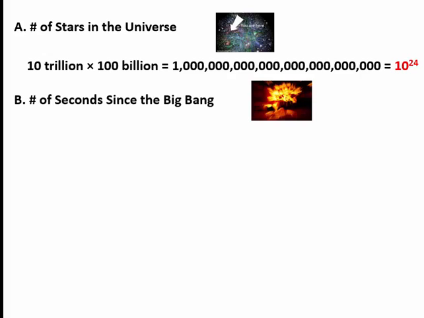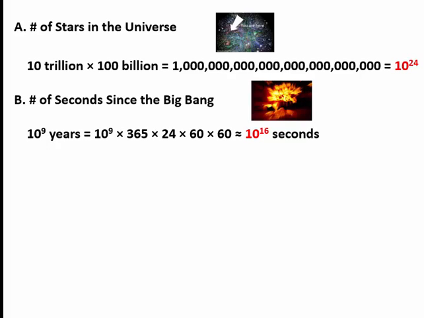Let's try B, the number of seconds since the Big Bang. Again, Google says it's been 10 billion, or 10 to the 9th, years since the Big Bang. So multiply that by 365 days in a year, 24 hours in a day, 60 minutes in an hour, and 60 seconds in a minute, and you get 10 to the 16th seconds.